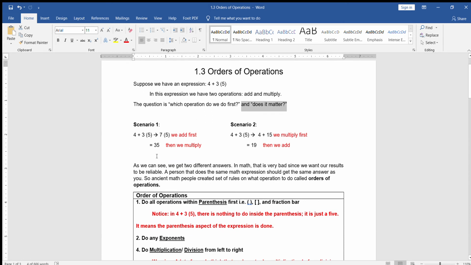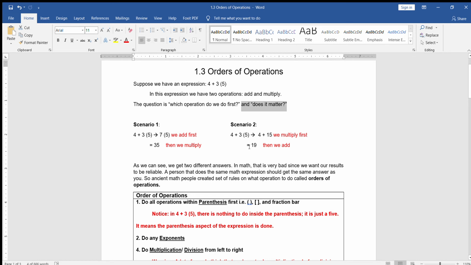Well, here are two scenarios. Scenario 1: we add first, so 4 plus 3 becomes 7, and 5 is left as is, and then we multiply 7 times 5, and we get 35. Scenario 2 is 4 plus 3 times 5. In this case, we multiply first. So instead of adding 4 plus 3, we multiply 3 times 5, and we get 4 plus 15. The 4 stays as is, the only thing that changes is 3 times 5 becomes 15. Now what we do is we simply add.